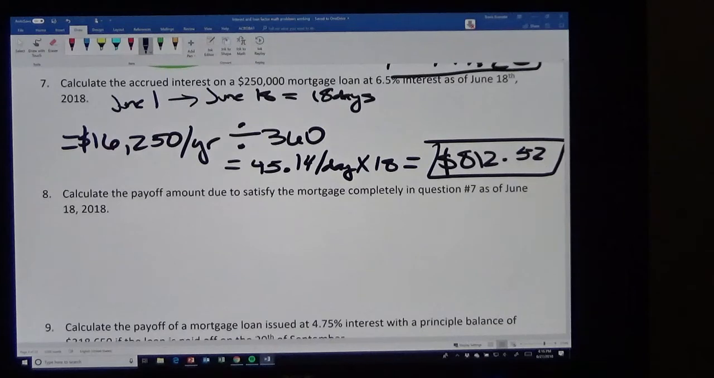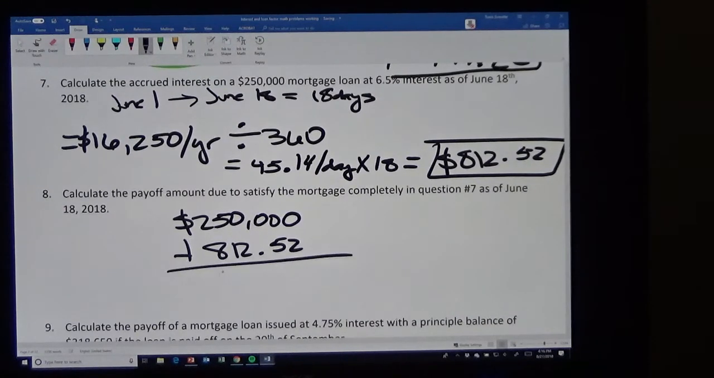Number 8 wants us to calculate a payoff amount due to satisfy a mortgage. In fact, it wants us to use the same mortgage as in question 7, and it wants to calculate the payoff. Well, the payoff is simply going to be the principal amount of the loan, so that's $250,000, plus the accrued interest, because we would need to pay off the interest that had built up since our last payment. So that's going to be $250,812.52 for the payoff.